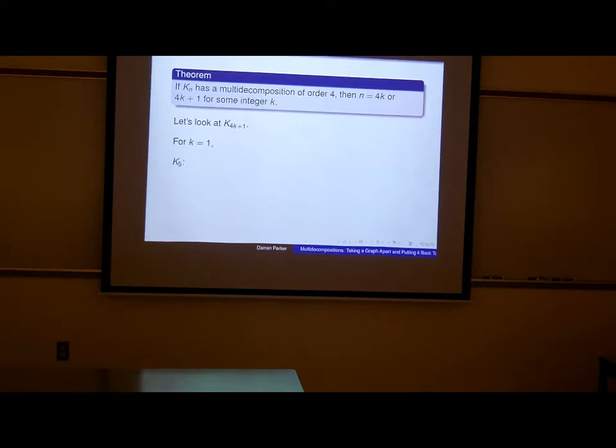Now let's see. Let's start with K5, this is the hardest one. Now we need at least one of each, right? At least one 4 cycle, and at least one of the P2s. So let me put in the 4 cycle. It doesn't matter where I put it. The nice thing about a complete graph is you have lots of symmetry, so I can put it wherever I want. So there it is.